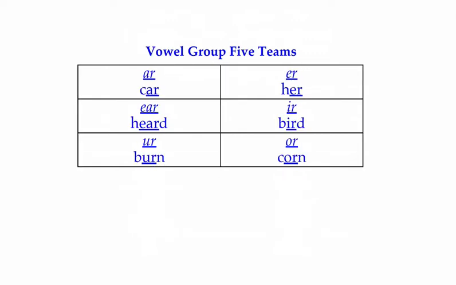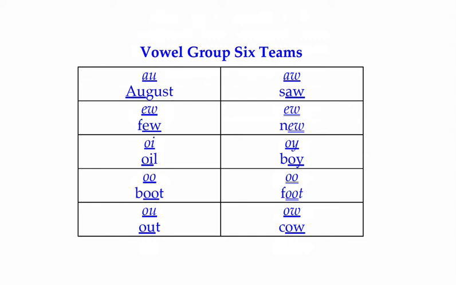Our vowel group 5 teams are a vowel plus the letter R. AR represents the sound ar. ER, EAR, IR, and UR all represent the sound er. In order for EAR to form a team, you must have a consonant after EAR. And finally, OR represents the sound or. And then our vowel group 6 teams are two vowels joined together, and the first vowel does not say its name. AU and AW represent the sound aw.